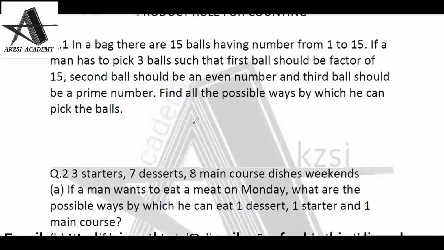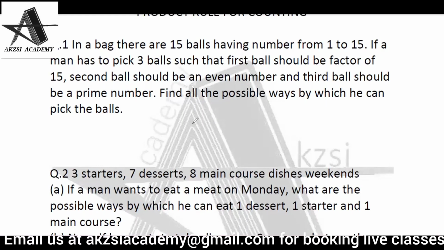See this question. In a bag, there are 15 balls having numbers 1 to 15. If a man has to pick 3 balls such that the first ball should be a factor of 15, the second ball should be an even number, and the third ball should be a prime number, find all the possible ways by which he can pick the balls. He has to pick 3 balls, so I have to make 3 circles. It will help me in filling the numbers. There are 15 balls labeled with different numbers from 1 to 15.